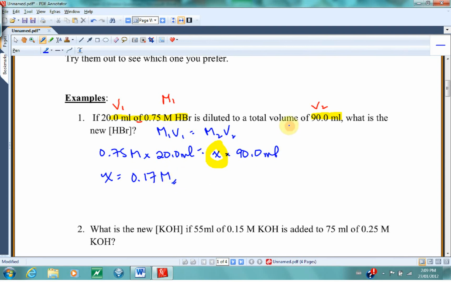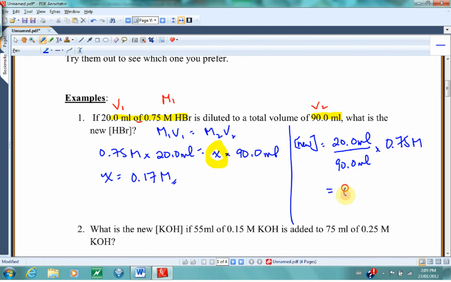Okay, so if we do the old volume and new volume, the new concentration is equal to the old volume, 20 milliliters, over the new volume, 90, times the old concentration, 0.75 molar. And that equals 0.17 molar. Same answer, just slightly quicker.